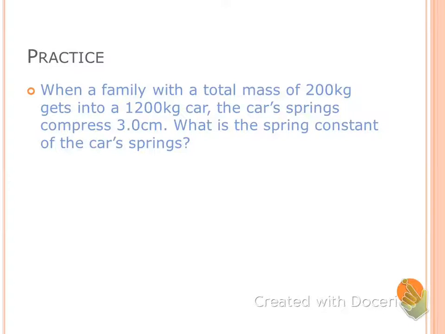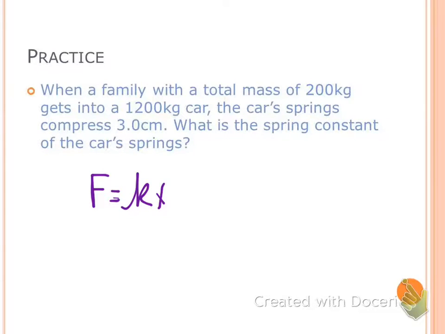All right, so let's think about this situation. We've got a car that has a mass of 1,200 kilograms. We have a family that has a mass of 200 kilograms that gets into the car, and the springs compress 3 centimeters. So when we're looking for the spring constant, we would just use this equation, F equals KX. That would be the gravitational force.